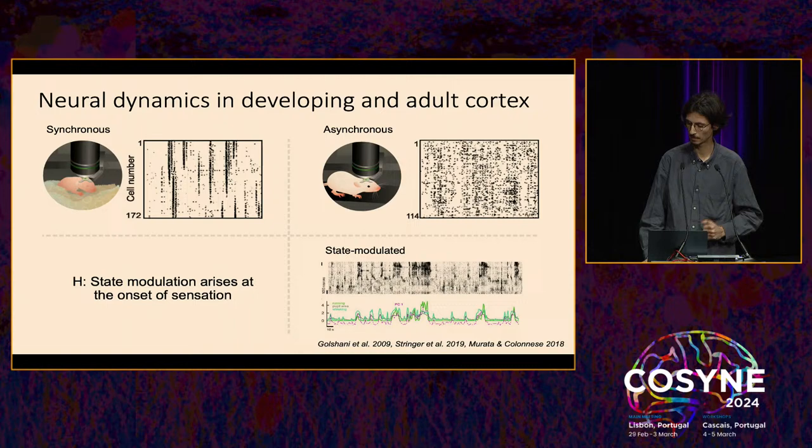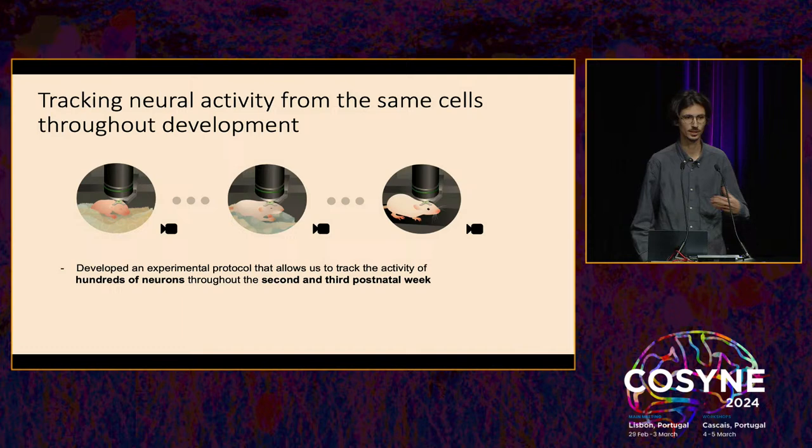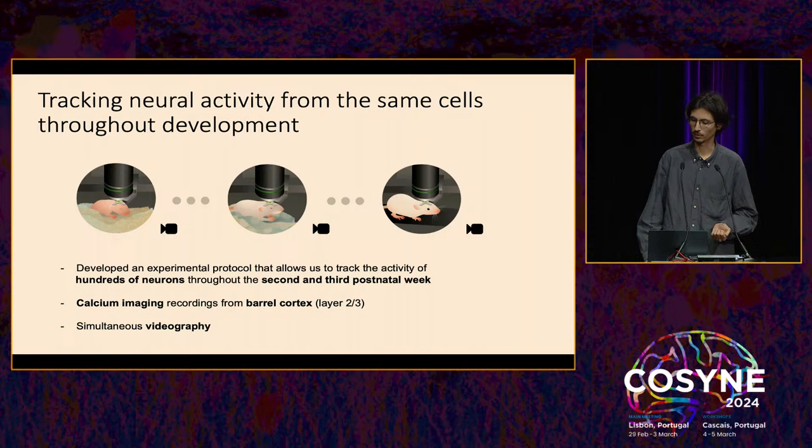So, in order to test this hypothesis, we developed a novel experimental protocol that allowed us to track the activity of hundreds of neurons throughout the second and third postnatal week of development. And this is exactly the period when the senses would develop. And today I'll show calcium imaging recordings from layer 2-3 barrel cortex, but we also performed some experiments in the visual cortex. And to have access to some sort of behavioral state readout, we also performed simultaneous videography.